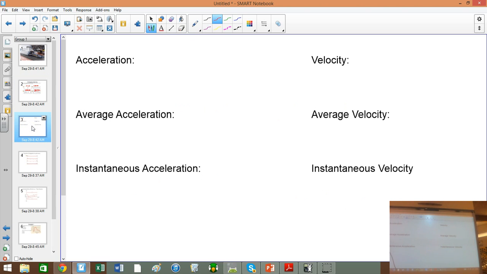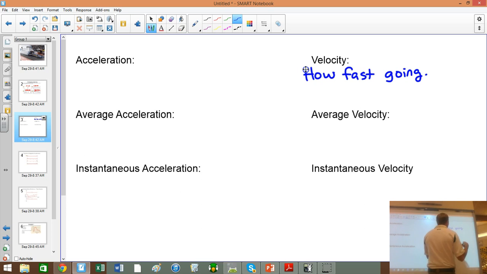I've got a couple of definitions that I want to get through. I want you to draw parallels between what we did last chapter with velocity. We already know the definition of velocity. It's how fast you're going: your displacement divided by your time, or your change in displacement divided by your change in time.